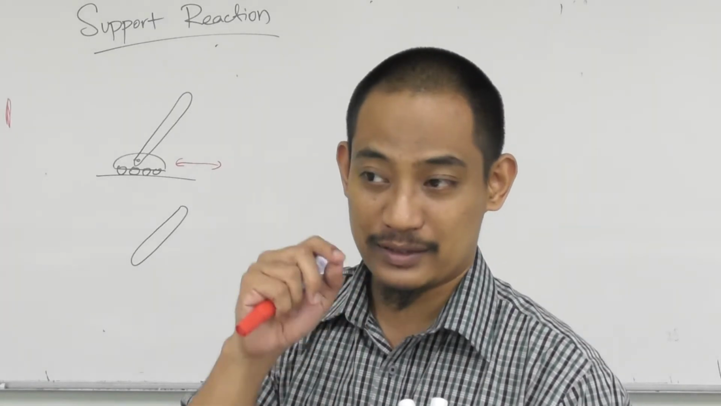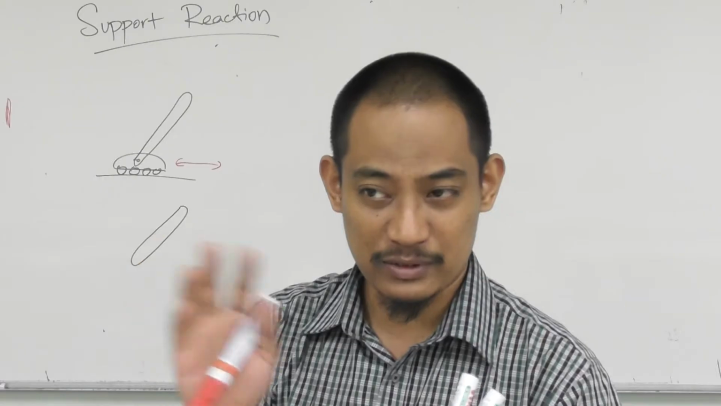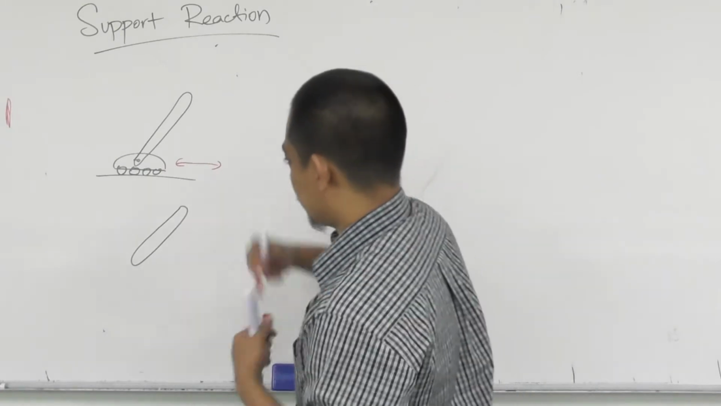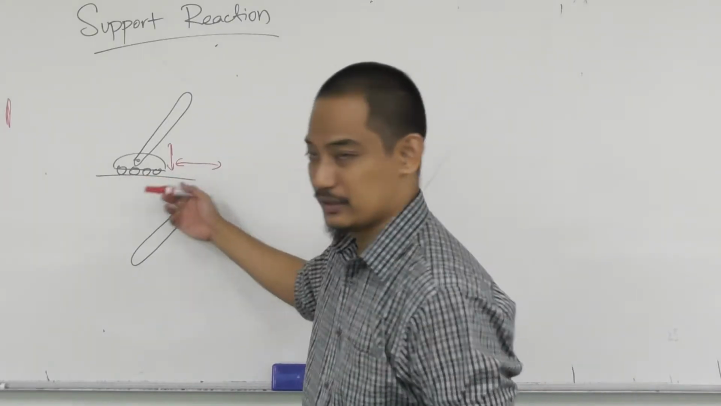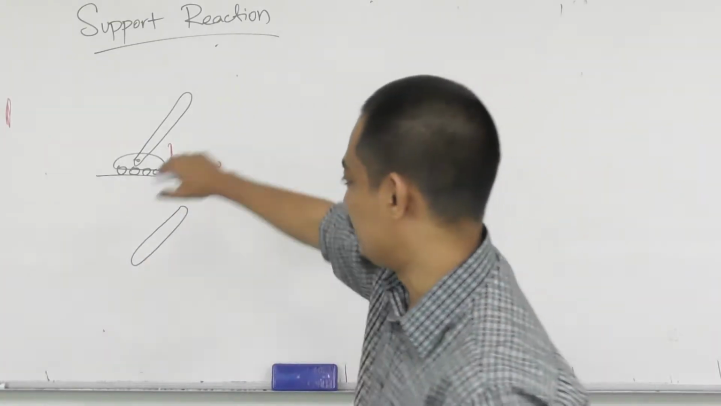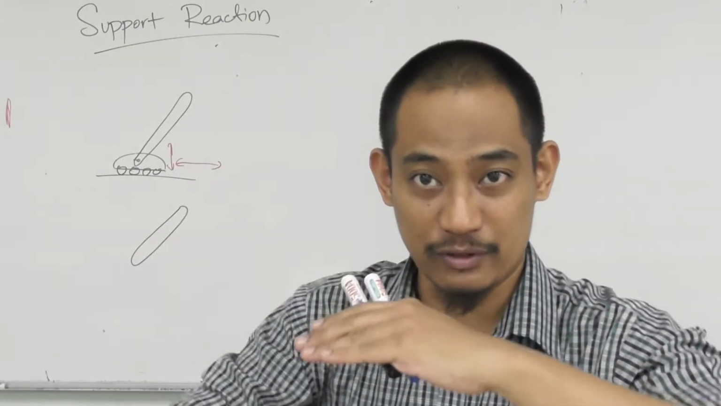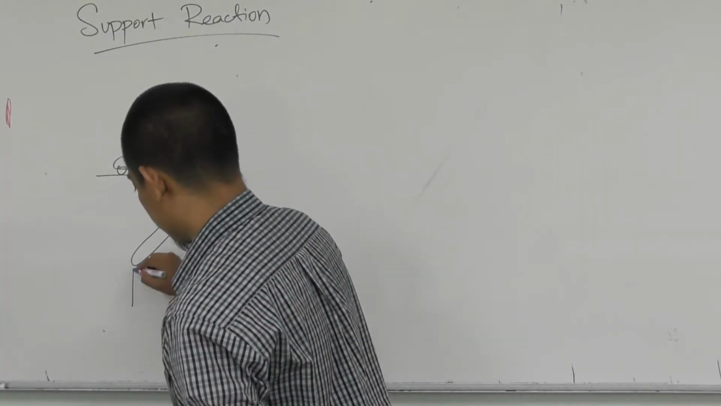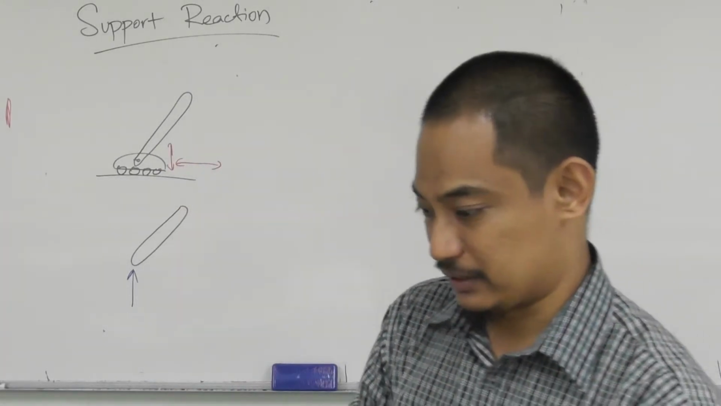So hopefully you understand. Support reaction is actually the force or the moment that prevents some movement or some rotation, right? So there's no restriction there. However, is there any restriction going up and down? This ground here is preventing it from going down. It doesn't prevent it from going up, if you lift it. But if you push it down, that ground will prevent the downward movement. Hence, you have a force upwards.